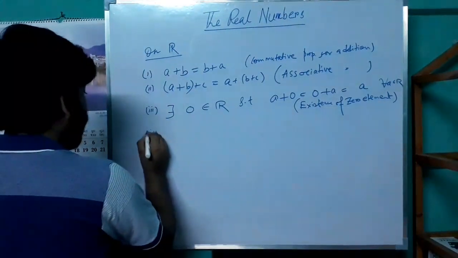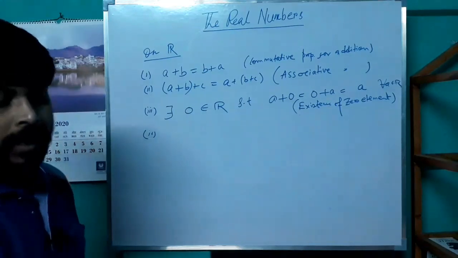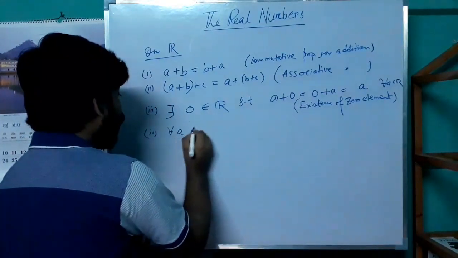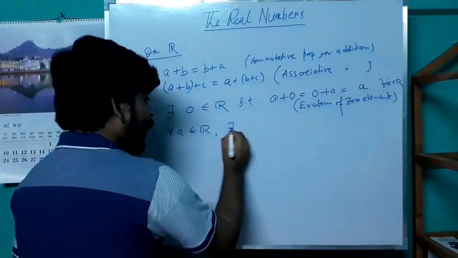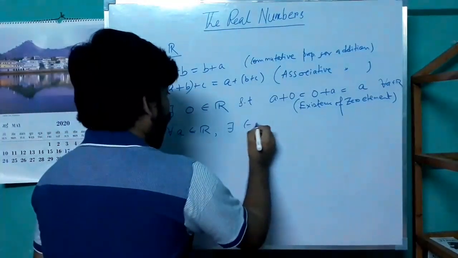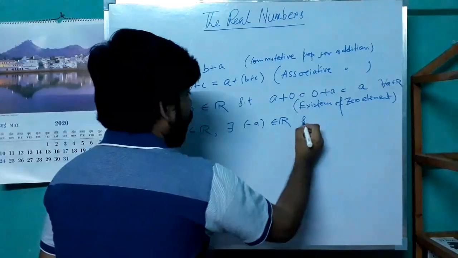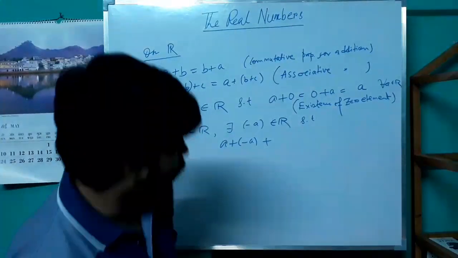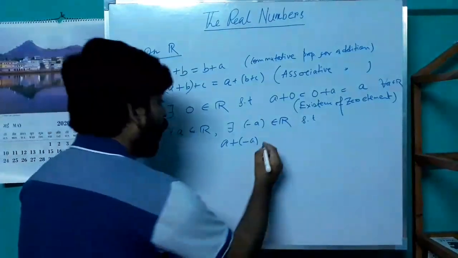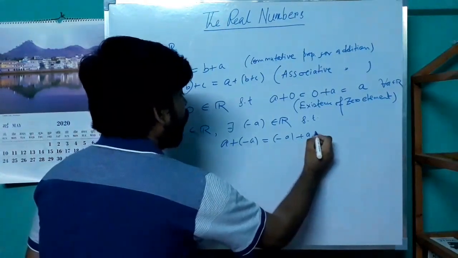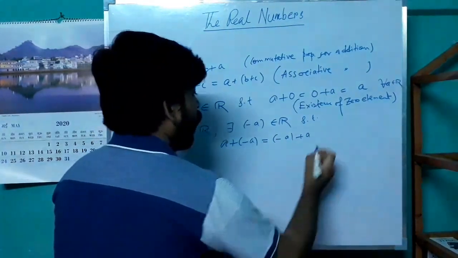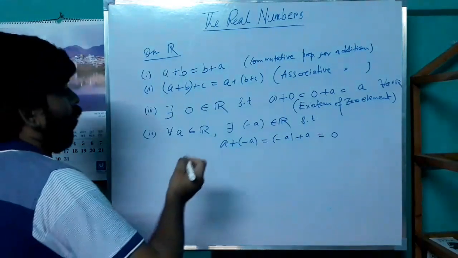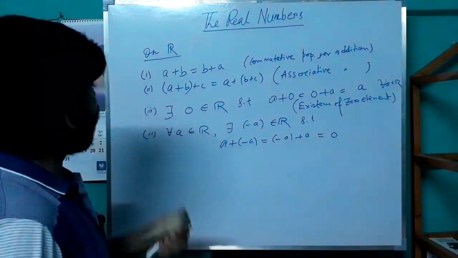The fourth property is known as existence of negative elements, that is, for every a in R there exists an element minus a in R such that a plus minus a is equal to minus a plus a equal to 0.